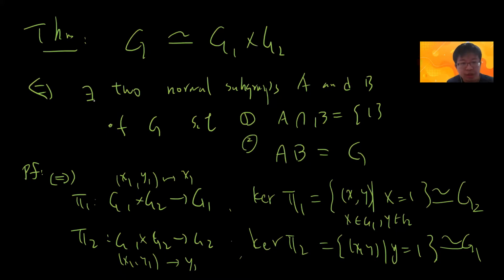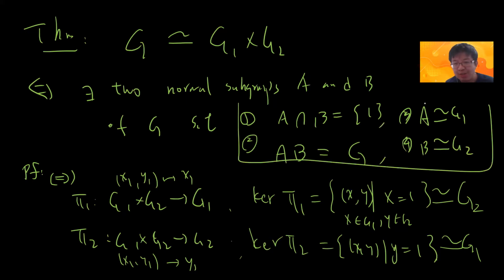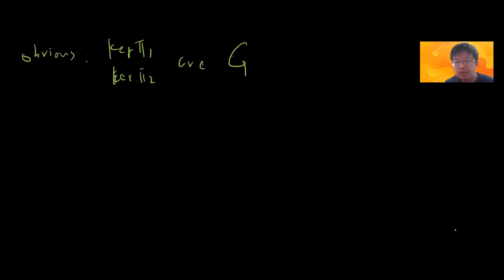Sorry, I didn't say this: suppose there are two normal subgroups A and B such that these two conditions are satisfied, and establish that A is isomorphic to G1 and B is isomorphic to G2. Otherwise these two theorems do not connect. So basically the kernel of pi1 is G2 and the kernel of pi2 is G1.